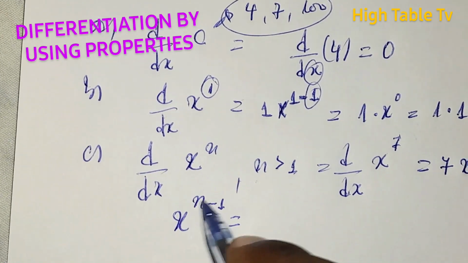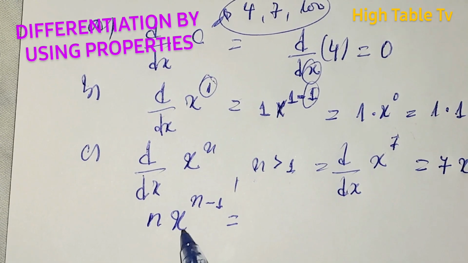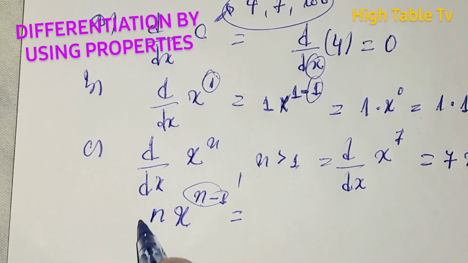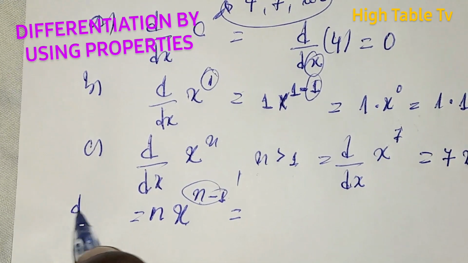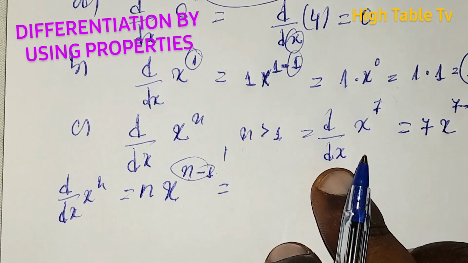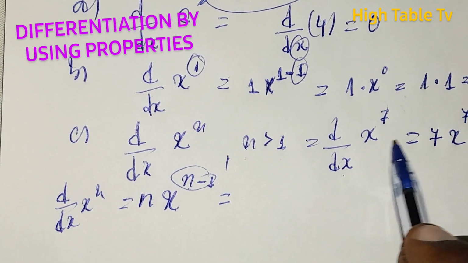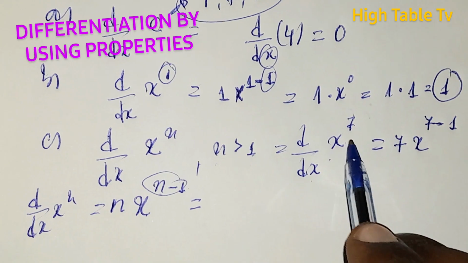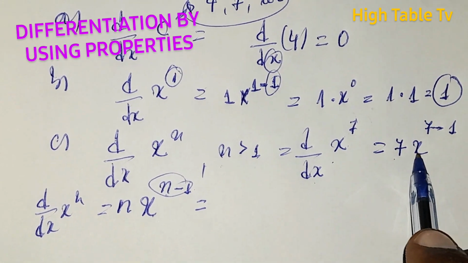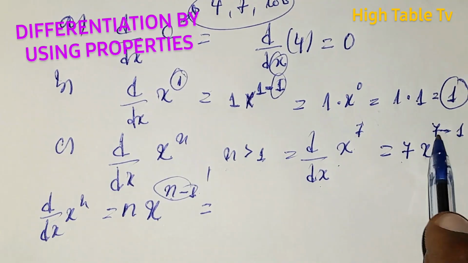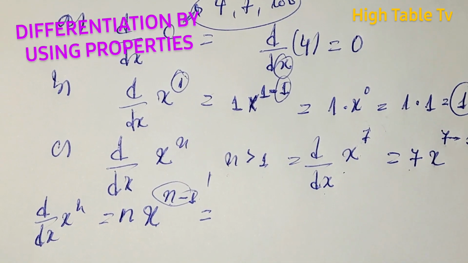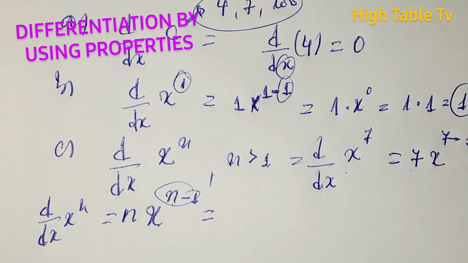This is how we can have n times x power n minus 1 as a formula. This one will be taken as d over dx of x power n. So let us come up with an example. If we have d over dx of x power 7, it will be easy. We can just take this 7 as a coefficient, and then times 7 minus 1, where this 7 must be taken as n. So the answer will be equal to 7x power 6.